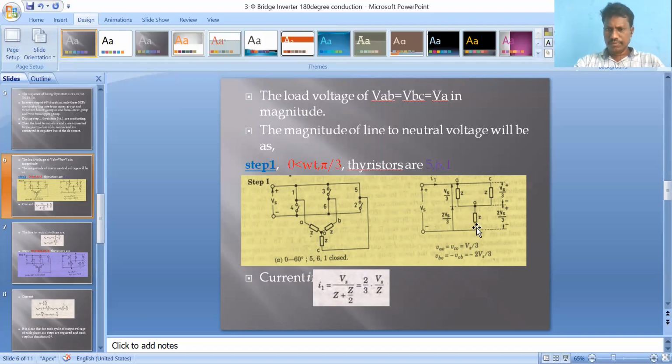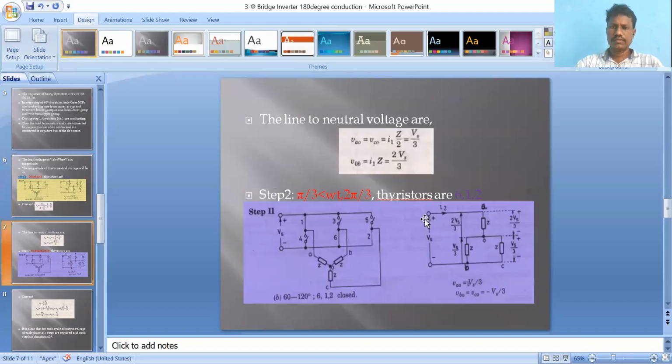Then VB0 is equal to minus, what is the voltage divider rule? VB0 is equal to Vs into Z by Z plus Z by 2, we are getting minus 2 Vs by 3. So in the 0 to 60 degrees interval, thyristors 1, 6 and 5 will be triggered. So VA0, VC0 is positive and VB0 is minus 2 Vs by 3.